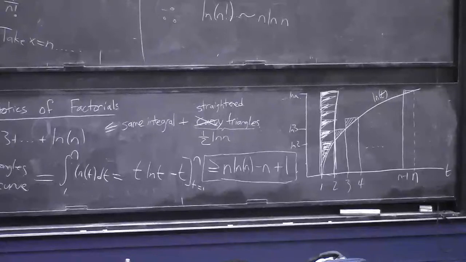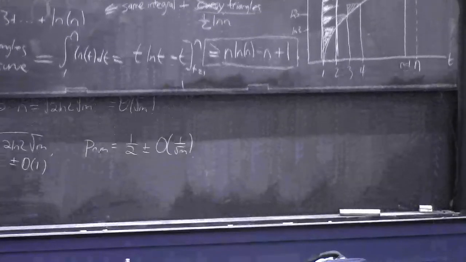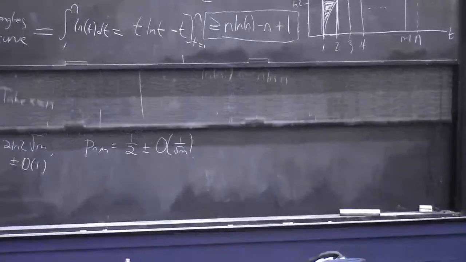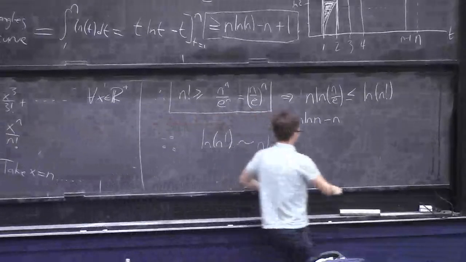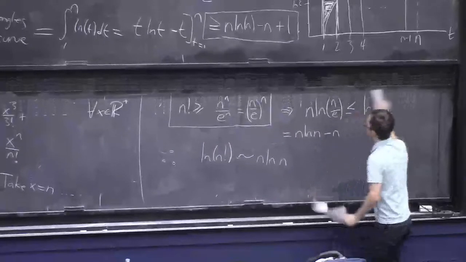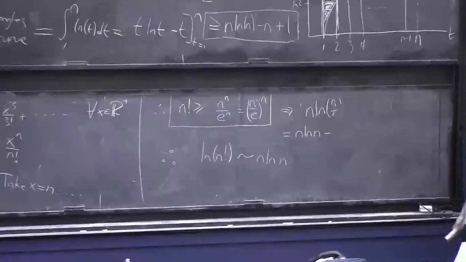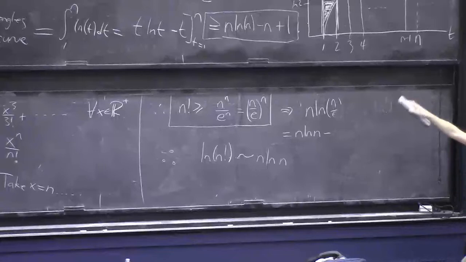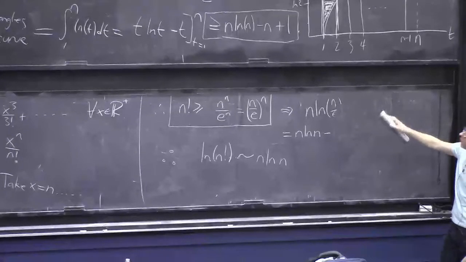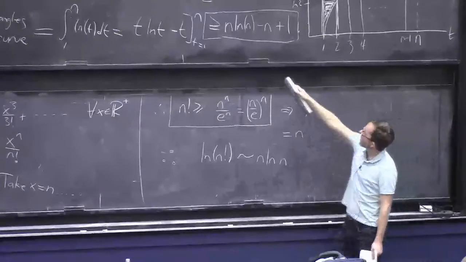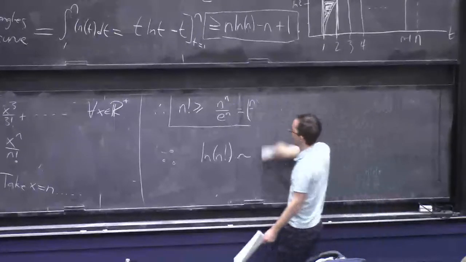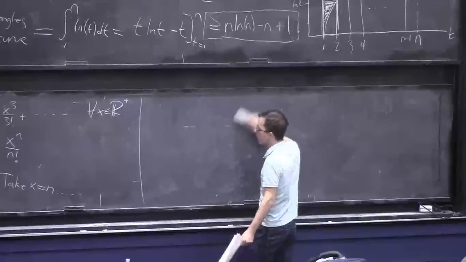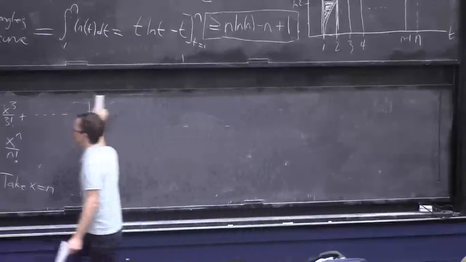Good. So let me clear this up. We have now an upper and lower bound for log n factorial, which are very close. They differ only by this straightened triangle thing, which is a half ln n, which is really great because that's like the third order term here. It's not the main term. It's not even the error term. It's like the third order term. So it's a really great bound.